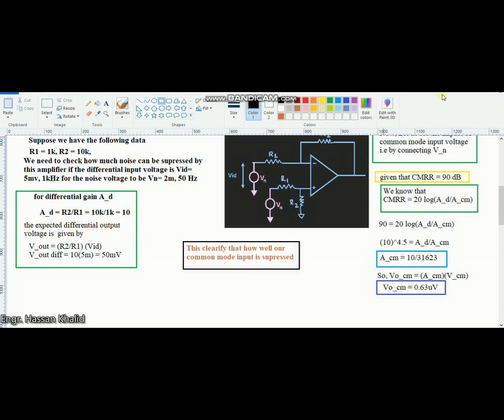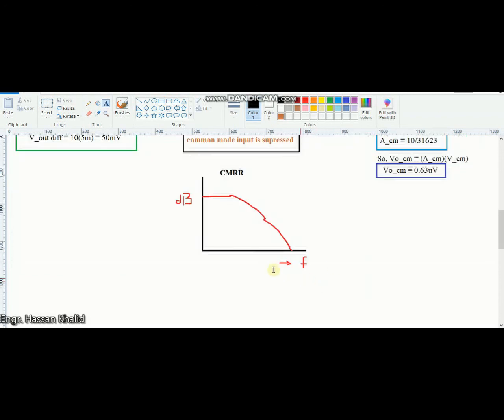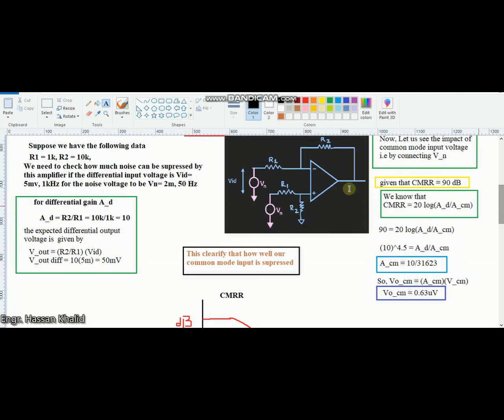Also, since this differential amplifier also depends on the frequency, let me illustrate what the impact of the frequency over the dB will be. So let's see the relationship between the common mode rejection ratio and the gain over the frequency. Now you can easily observe that as the frequency is increasing, the ability of our amplifier to suppress the noise is gradually decreasing, because this gain is inversely proportional to the frequency. So as the frequency increases, the ability of our differential amplifier to suppress the input noise will gradually decrease.